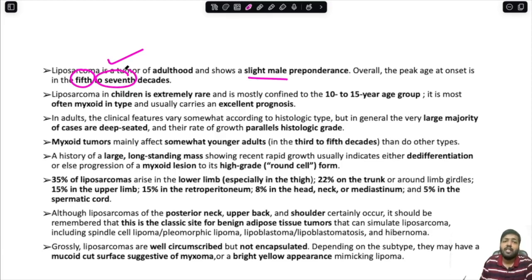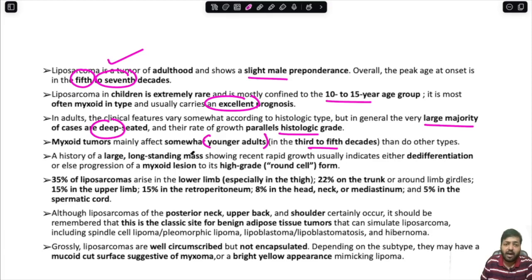So liposarcoma in children is extremely rare and mostly confined to the 10 to 15-year age group. It is most often myxoid in type and usually carries an excellent prognosis. In adults, the clinical features vary somewhat according to the histological type. But in general, the very large majority of cases are deep-seated and the rate of growth parallels the histological grade. Myxoid tumors mainly affect somewhat younger adults in the 3rd to 5th decades than do other types.